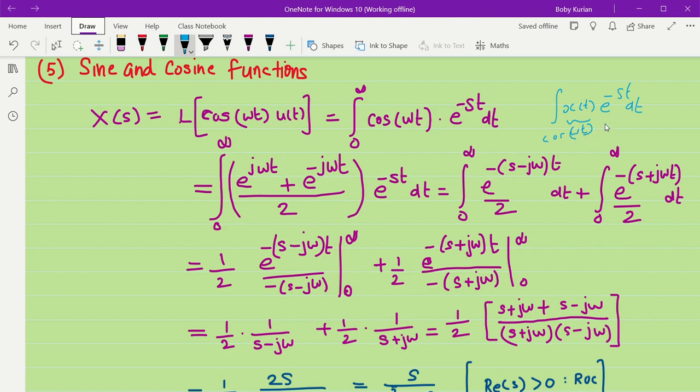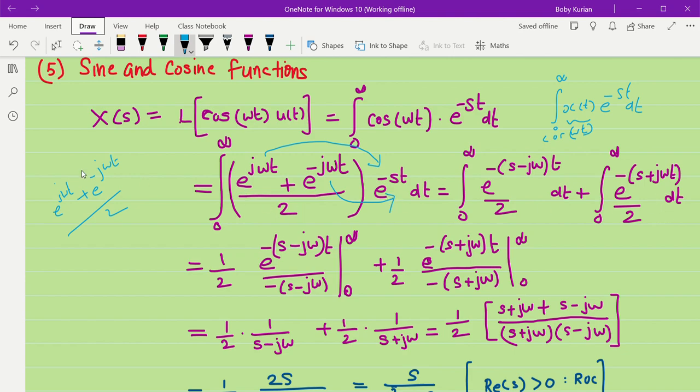U of t is nothing but 1, that is from 0 to infinity. So that is why the limit of integration here is also the integral from 0 to infinity. So cos omega t we can write, using Euler's identity, as e power j omega t plus e power minus j omega t divided by 2. So we multiply each term by e power minus st: e power j omega t into e power minus st divided by 2, plus, as the second term, again the integration outside, again we are multiplying e power minus j omega t into e power minus st.